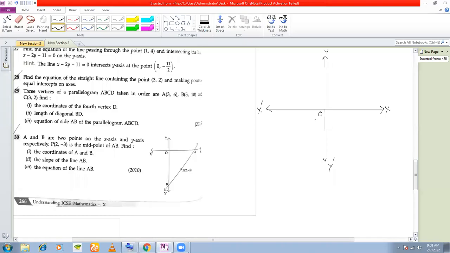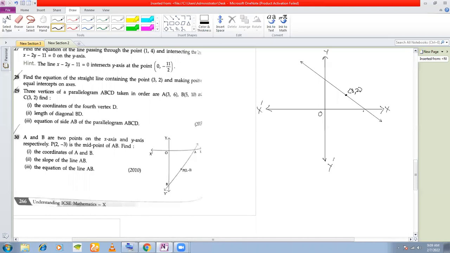The question is: find the equation of the straight line containing the point (3, 2) and making positive equal intercepts on the axes. So this is the straight line, let's say, which passes through, or which contains, the point (3, 2). Let's say this is the point (3, 2), and making positive equal intercepts.